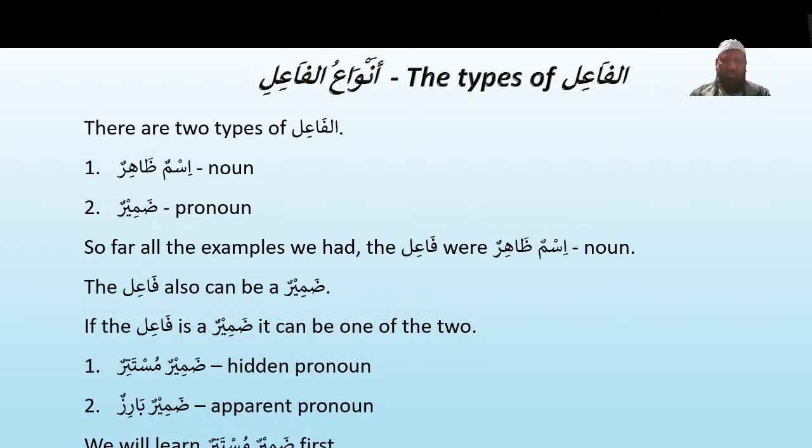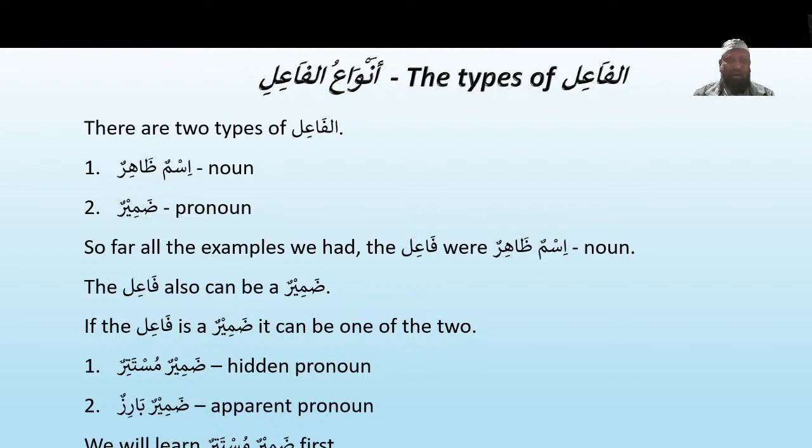attached with fi'l madi. They are never used munfasil. Okay? These damirs will never be used independently. They always will be attached with fi'l madi. So there are two types of damir used in fi'l madi. Number 1 is damirun mustatirun, hidden, and number 2 is damirun barizun, apparent damirs. Understood so far? Two types of damir.